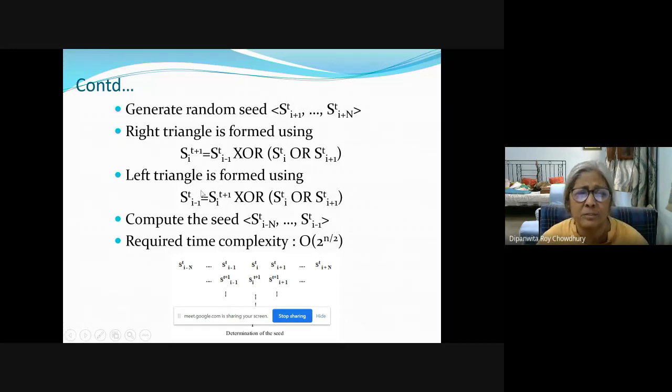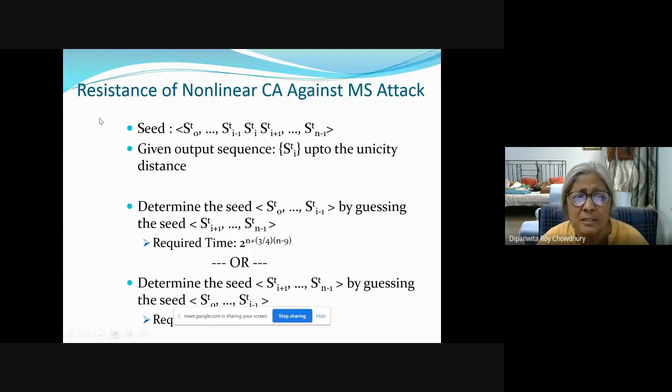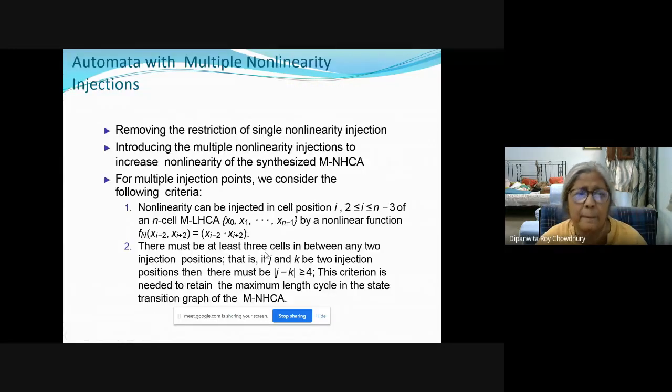Okay, and the main concept I told, but now if some of you are interested, you can see the paper. This is Eurocrypt. You can search Meier and Staffelbach, and you will get it. Now see, resistance of nonlinear CA against the MS attack. I take the seed and give an output sequence up to the unicity distance and determine the seed, and we saw the required time.